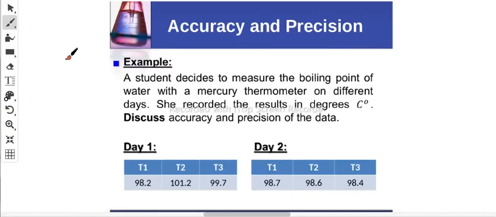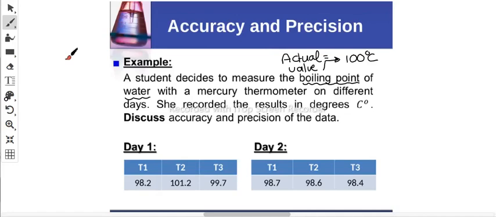A student decided to measure the boiling point of water with a mercury thermometer on different days. So the mission is to find out the boiling point of water. I'm going now to ask you a question. What is the actual value for the boiling point? Of course, you're going to tell me that it is 100 degrees, since I'm talking about pure water. So I have here an actual value for the boiling point, which I'm going to use later to compare my data with.